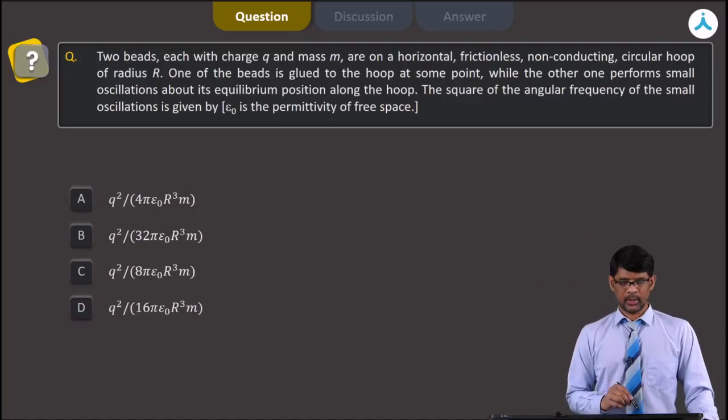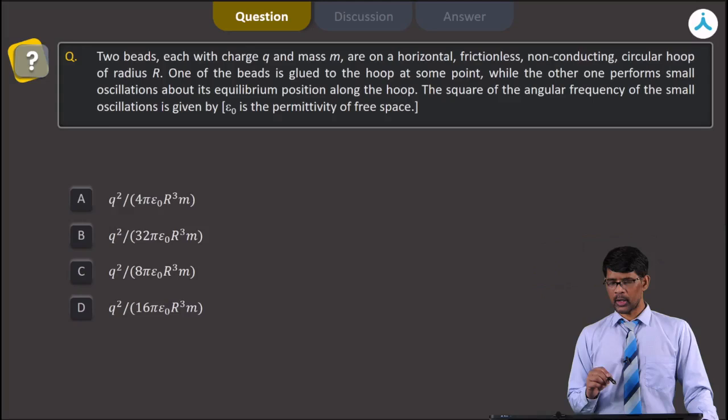Here in this question, two beads each with charge Q and mass M are on a horizontal frictionless non-conducting circular loop of radius capital R. One of the beads is glued to the hoop at some point while the other one performs a small oscillation about its equilibrium position along the hoop. The square of the angular frequency of the small oscillation is given by, here epsilon naught is the permittivity of free space. We need to find the square of angular frequency.